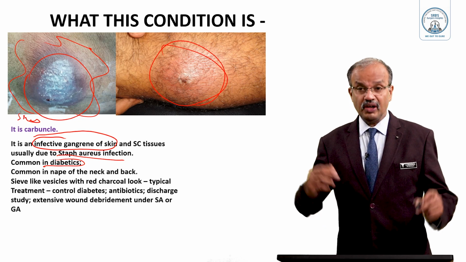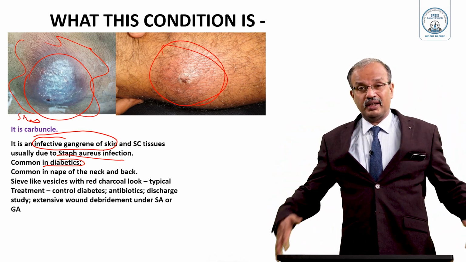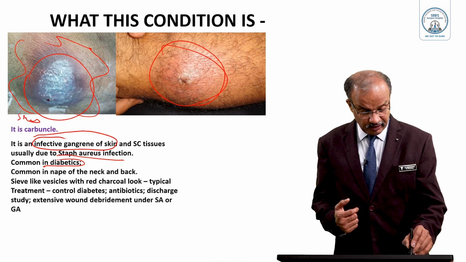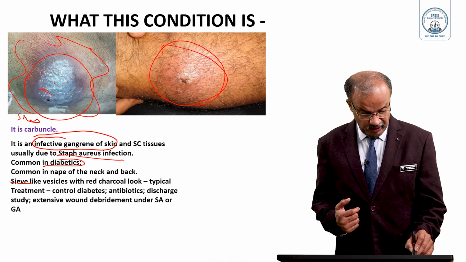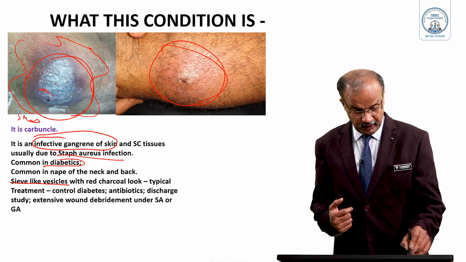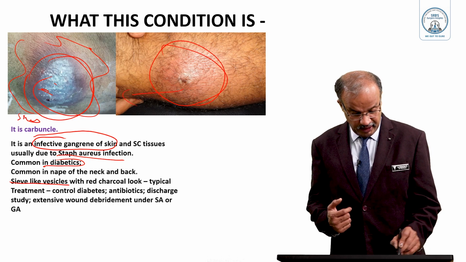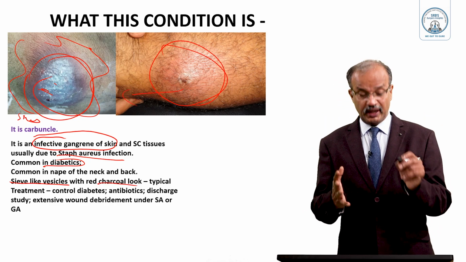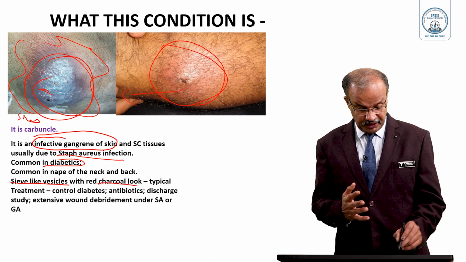Common in diabetics, common in the nape of the neck and back, buttock, other areas, but mainly the backside. And sieve-like vesicles, that is typical. Sieve-like vesicles and a red charcoal look. Eventually it forms a charcoal look, typical. That's why the word carbuncle means charcoal-like. So typically it looks like red charcoal.